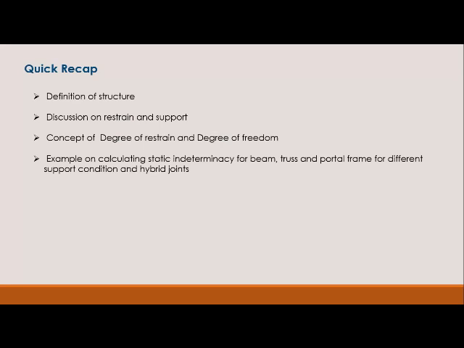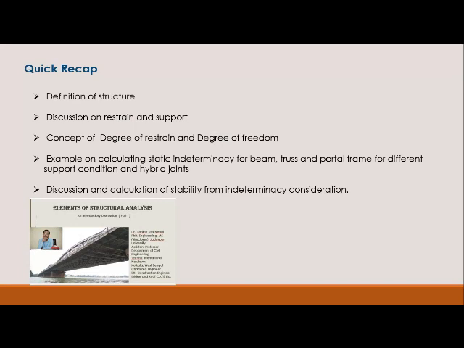We also discussed examples of how to calculate statical indeterminacy for beam, truss and portal frame of different support conditions and consisting of hybrid joints. In this lecture also we will follow the same line of discussion: we will first discuss beam, then truss, and then the portal frame. Discussion and calculation of stability in terms of indeterminacy were also covered in the last lecture. Today we will also discuss the instability criteria in the light of kinematic indeterminacy. Here is the picture of our first lecture, part 1 of the structural analysis series, and the link is shared in the comment box.